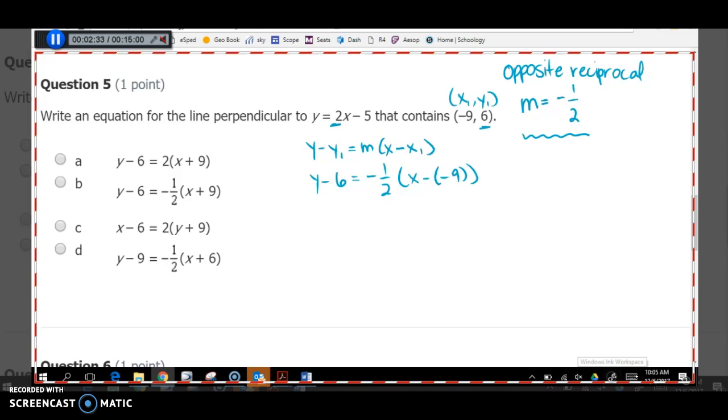Well, negative times negative makes positive, so just to clean that up, y minus 6 equals -1/2 times x plus 9, which makes our answer also B.